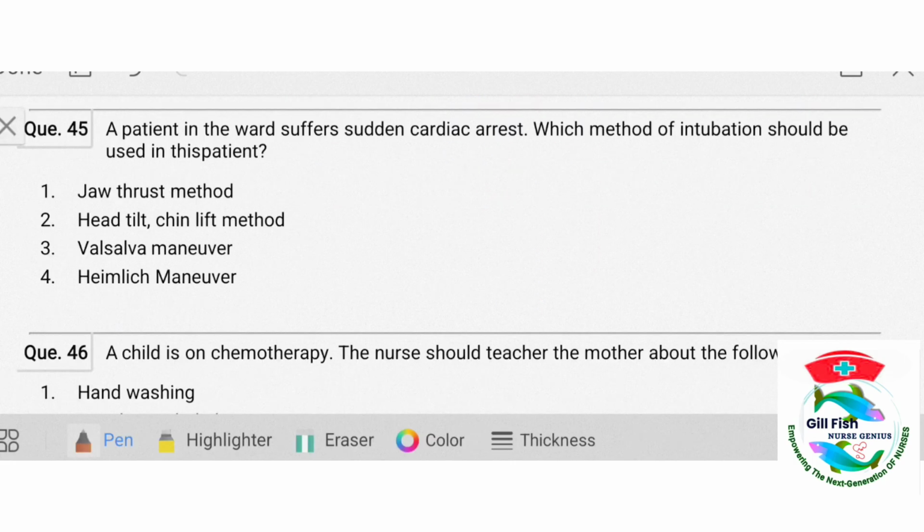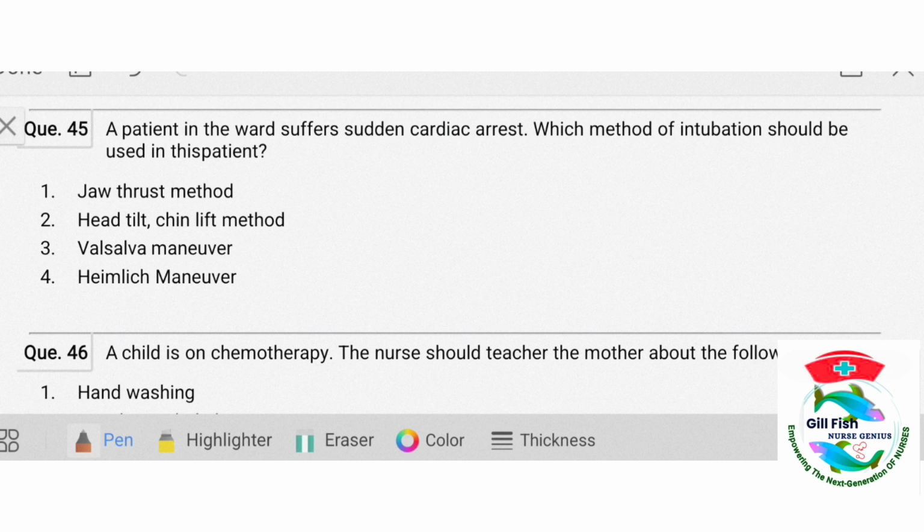A patient in the ward suffers sudden cardiac arrest. Which method should be used in the patient? Option 1, jaw thrust method. Option 2, head tilt, chin lift method. Option 3, Valsalva maneuver. Option 4, hemorrhage method.